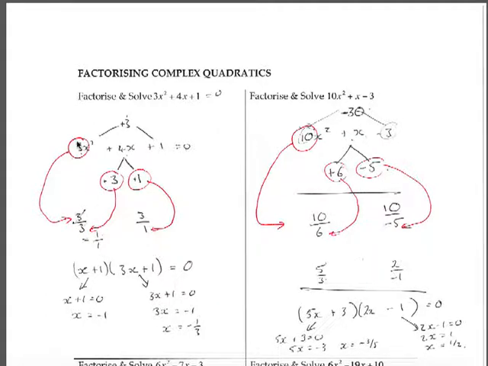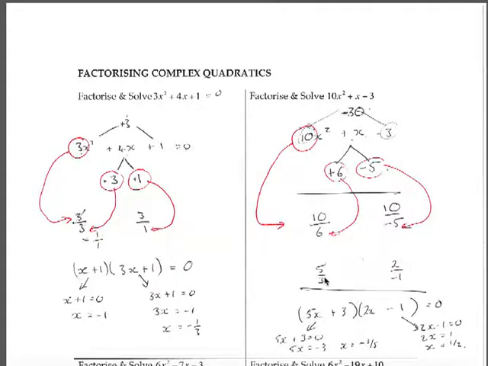I take the 3 from here and the plus 1 from here and make it a fraction, and that doesn't cancel. The same here, I take the 10 from here and the 6 from here, make it a fraction and cancel it. The 10 from here, the minus 5 from here, make it a fraction and cancel it.